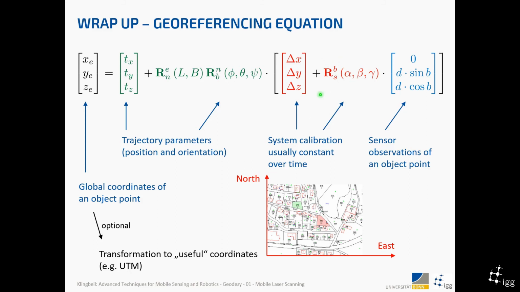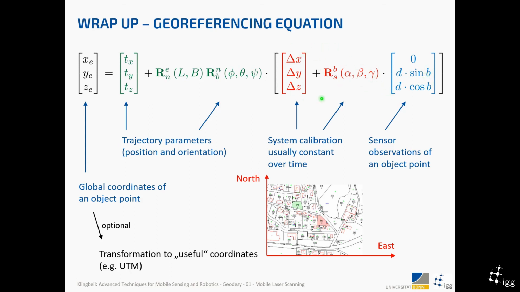So this is now wrapping up the whole thing with the georeferencing equation. I want to basically repeat the whole chain. We started here with our sensor, the object point in the sensor coordinate system, which is this one here. We showed how this is calculated by the distance measurement and this vertical angle B of the scanner.